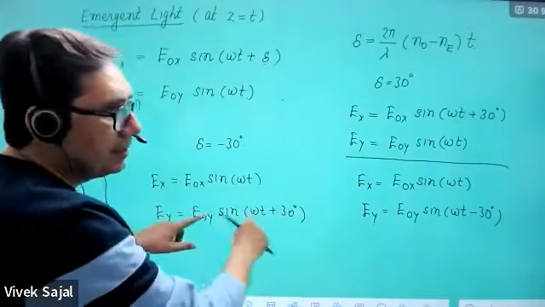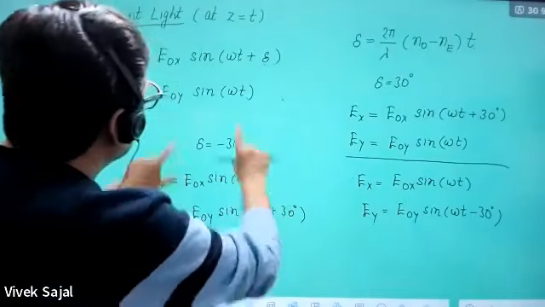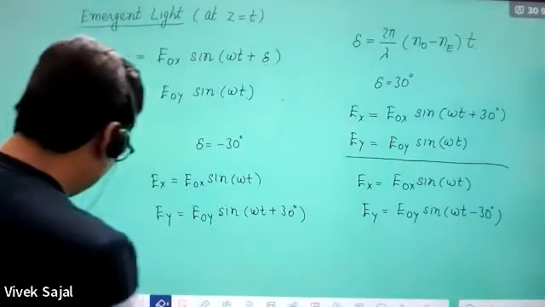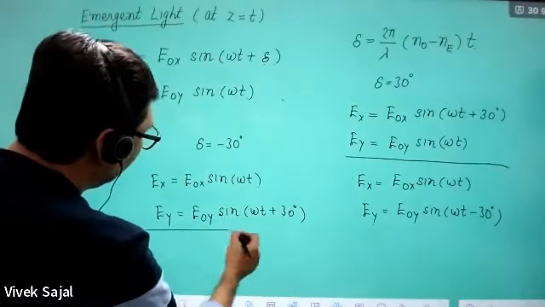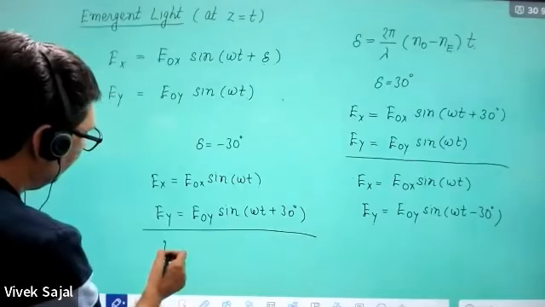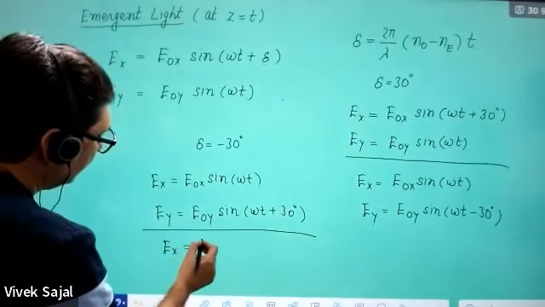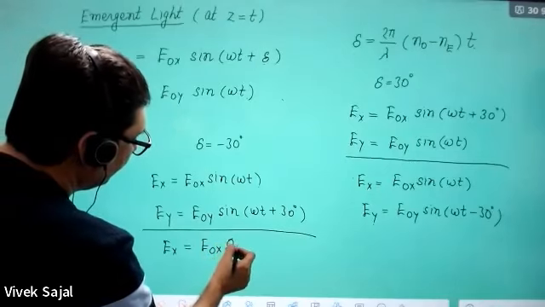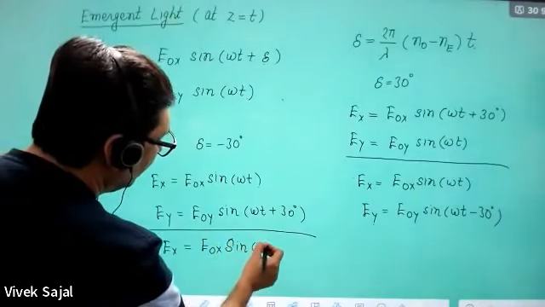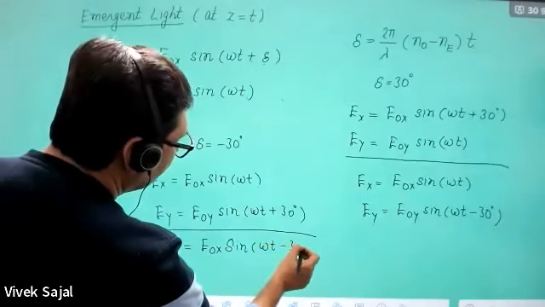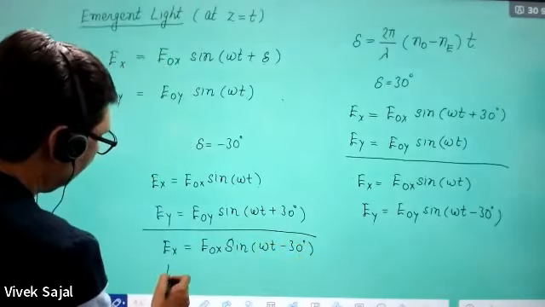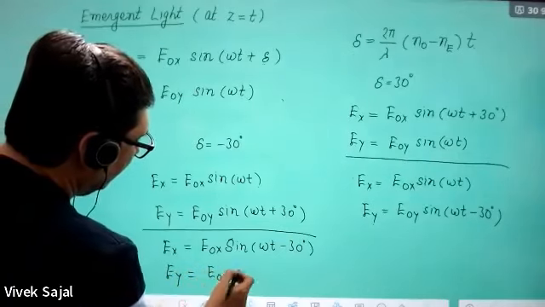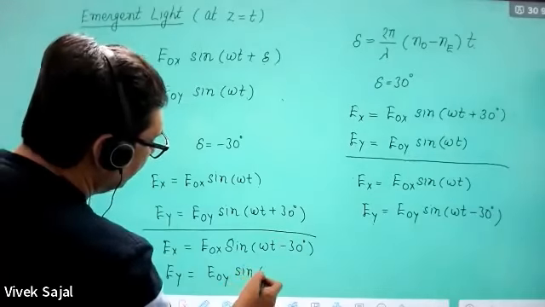Suppose your equation is like this and you want to write this equation in this way. What will be your equation? Your equation will come in this way: Ex is E naught x sine of omega t minus 30 degree, and Ey is E naught y sine of omega t.